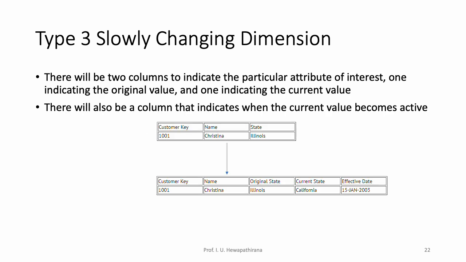And then type 3, there will be two columns to indicate the particular attribute of interest. One will indicate the original value, and another column will indicate the current value, right? And there should also be a column to indicate when the current value became active. So you can see the effective date is also there, right? The current state was changed on this date. That information is there.